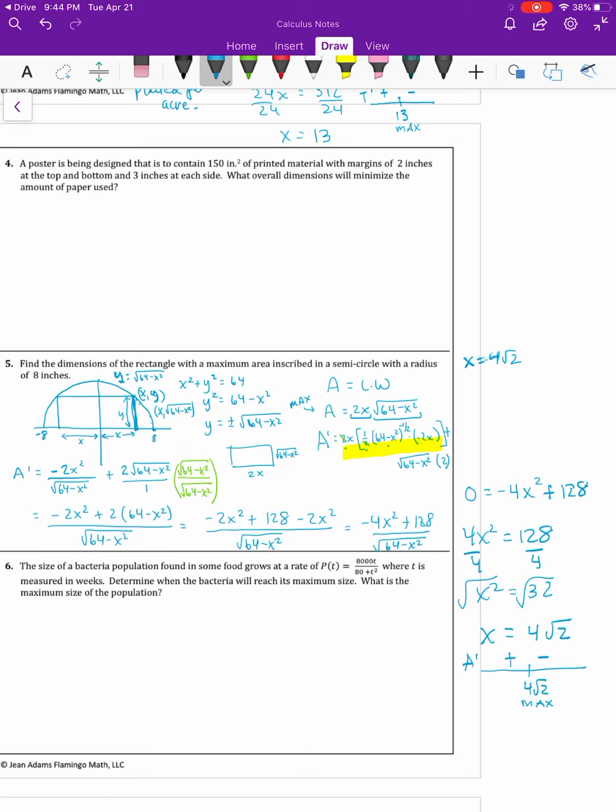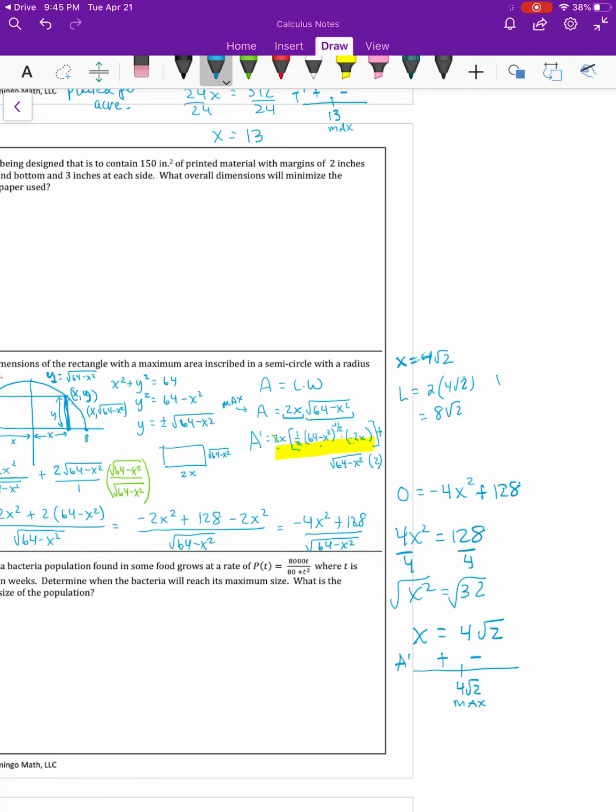So this problem is asking to find the dimensions of the rectangle. They want the length and the width of the rectangle. So even when I got my answer of x equals 4 root 2, that's not the width or the length of my rectangle, because my rectangle is 2x times the square root of 64 minus x squared. So to find the length, we're going to take 2 times 4 root 2. So that's going to be 8 root 2. That's the length of the rectangle.